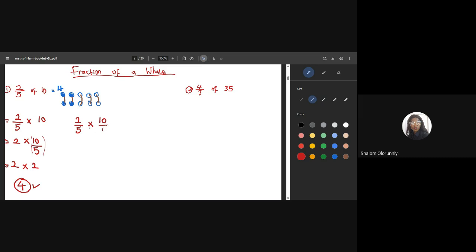So that's why I'm putting an imaginary 1 so that we can do a fair multiplication. And when you're multiplying fractions, we should always do numerator times numerator and then denominator times denominator. So go ahead. 2 times 10 is 20. And 5 times 1 is 5. And if we finally divide that, that gives us 4.